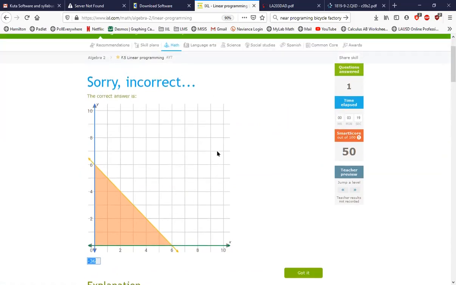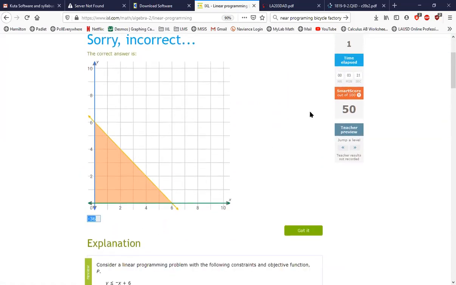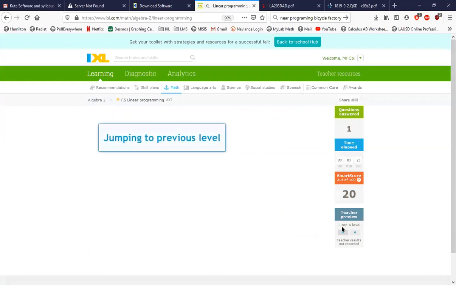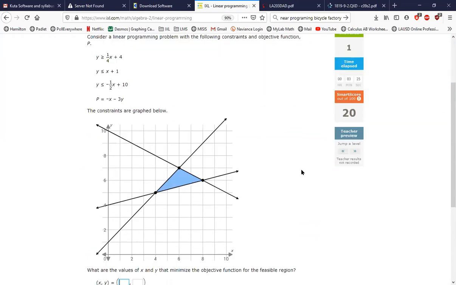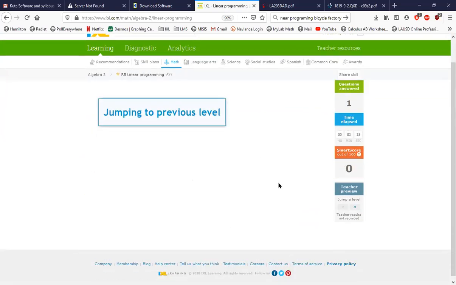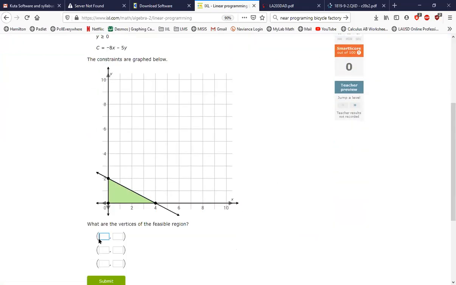Okay. Now for this IXL practice, a lot of it is just pretty easy. It's just name the vertices. Like the first one, it just named the vertices: (0, 0), (0, 2), and (4, 0). Name the vertices.